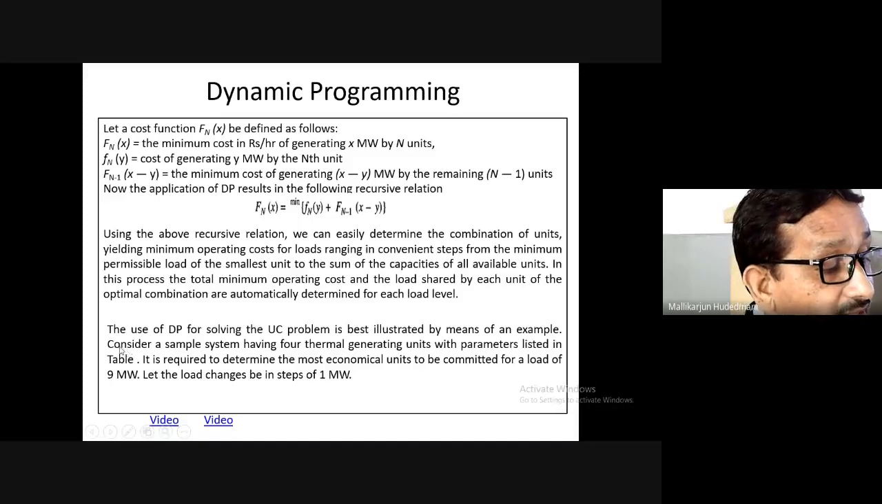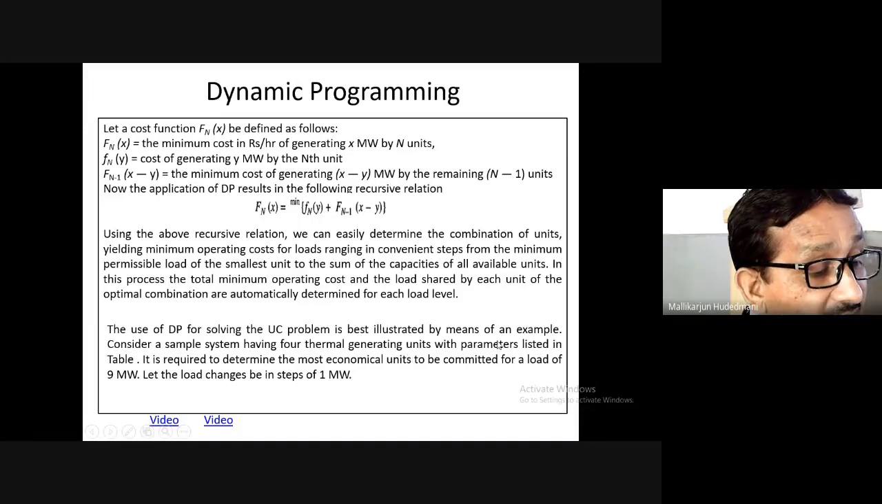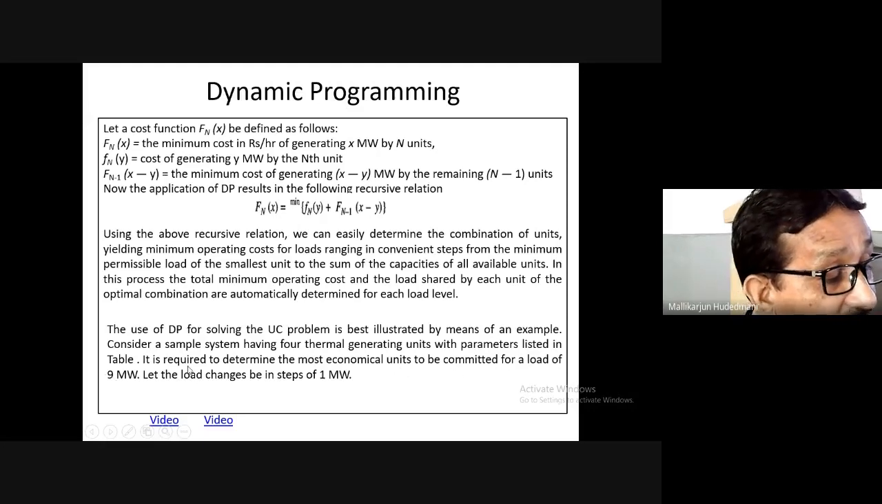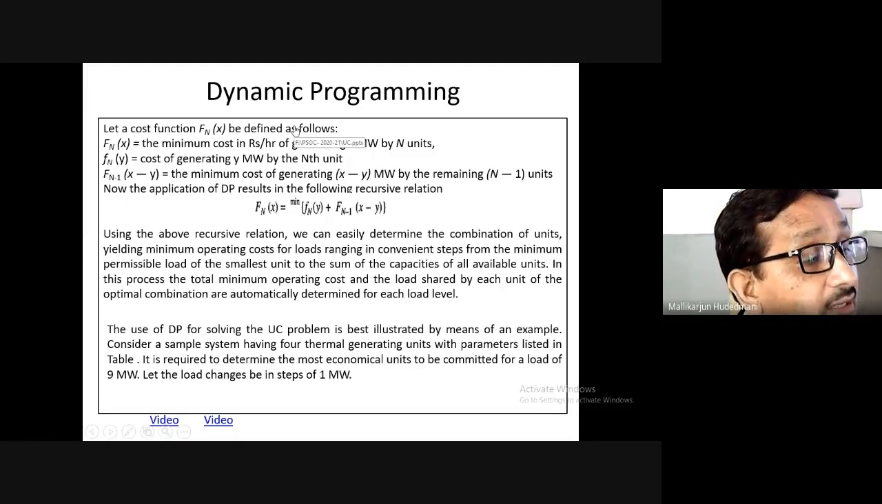Then for the dynamic programming method, let me give a small example. Consider 4 thermal generating units with parameters listed in the table. It is required to determine the most economical units to be committed for a load of 9 megawatts. This is to illustrate an example for this kind of relationship. So 9 megawatt is the demand, and in steps of 1 megawatt, I should solve this using dynamic programming.